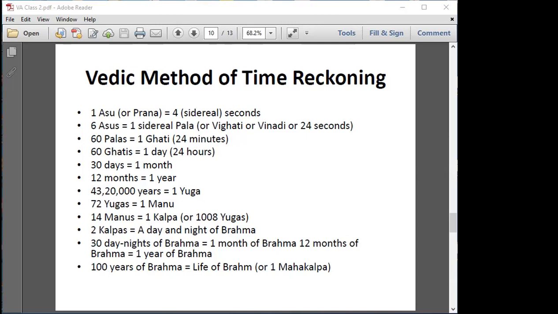14 Manus is 1 kalpa or 1008 yugas. 2 kalpas is a day or night of Brahma. 30 day-nights of Brahma equals 1 month of Brahma. Okay, so 12 months of Brahma is equal to 1 year of Brahma. 100 years of Brahma equal the life of Brahma, or 1 Mahakalpa.